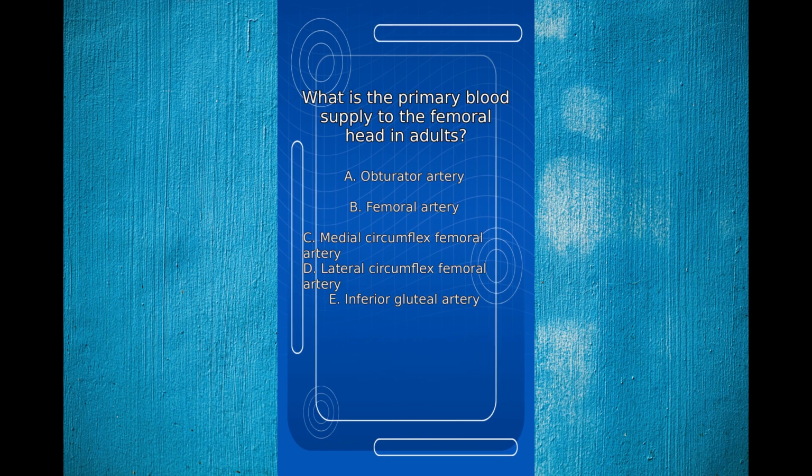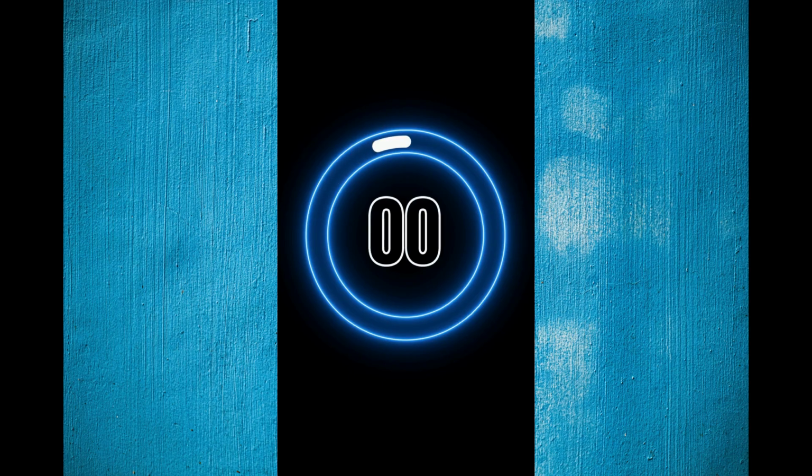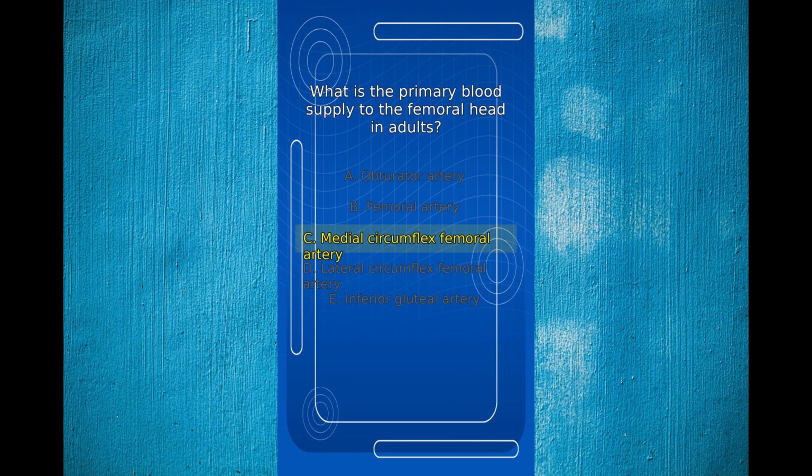What is the primary blood supply to the femoral head in adults? The correct answer is C. Medial circumflex femoral artery. The medial circumflex femoral artery is the major blood supply to the femoral head.